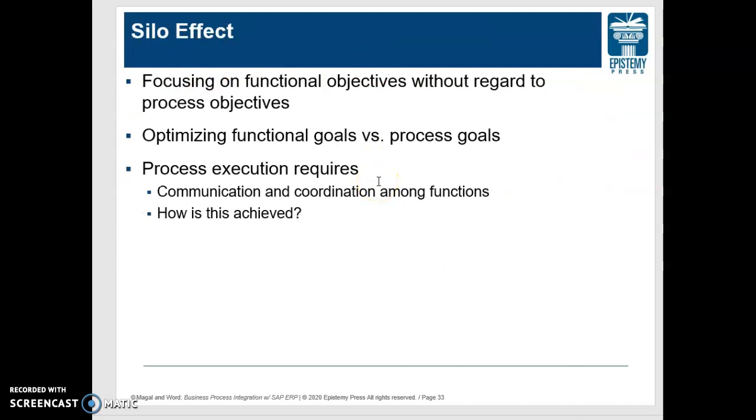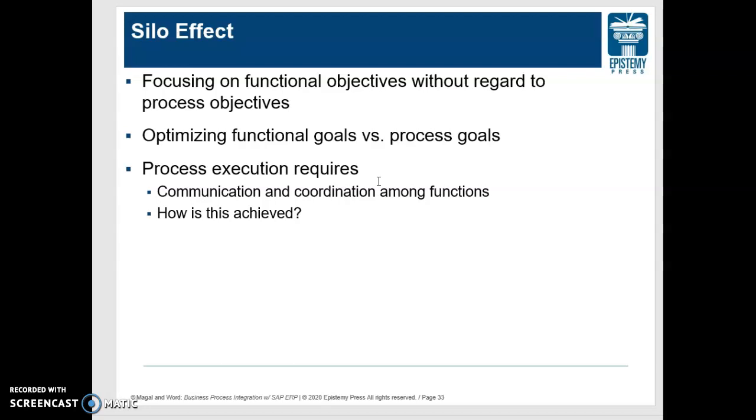So the challenge with organizing your company by functions and departments is it creates the silo effect. The silo effect is where you focus on functional objectives. So I'm just focusing on accounting. I'm just focusing on buying. I'm just focusing on producing things. And I'm not looking at the overall process. I'm just focusing on what I need to do, and I'm optimizing my specific functional goals.